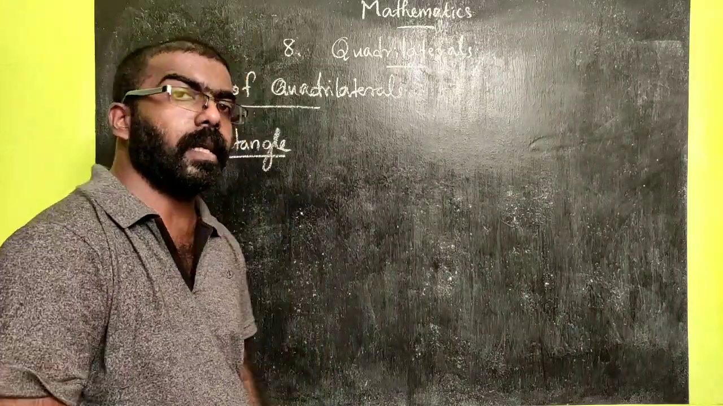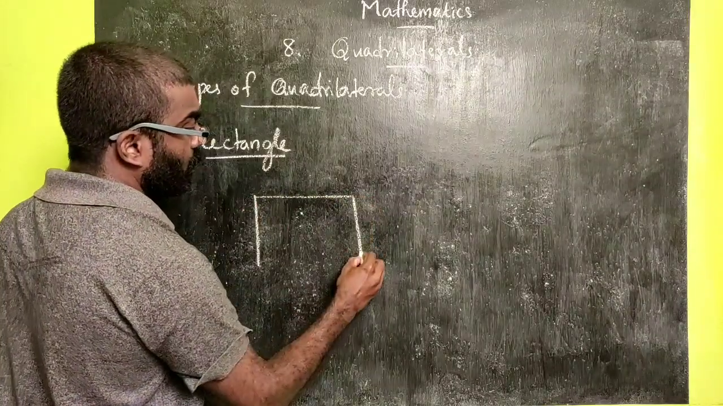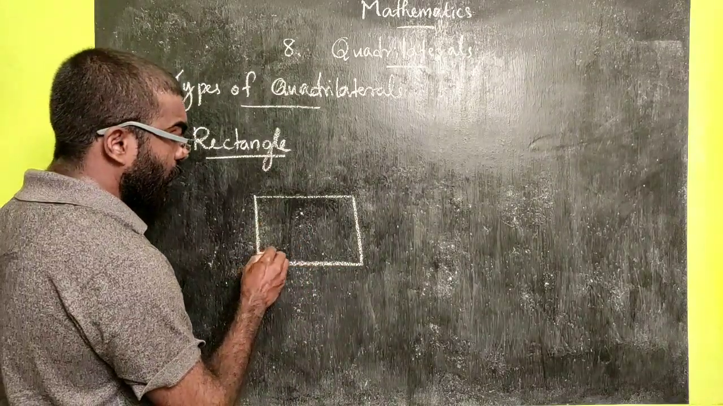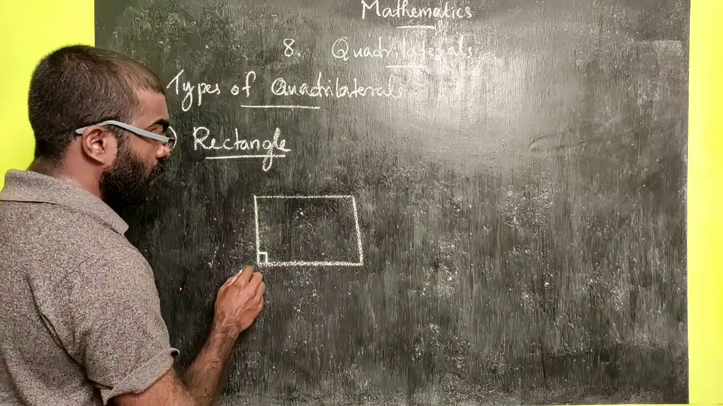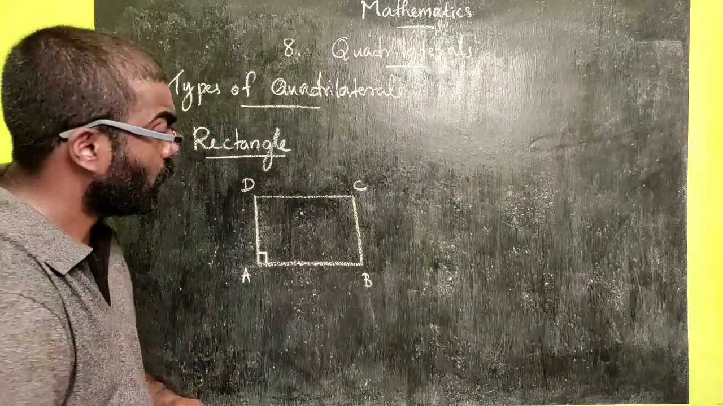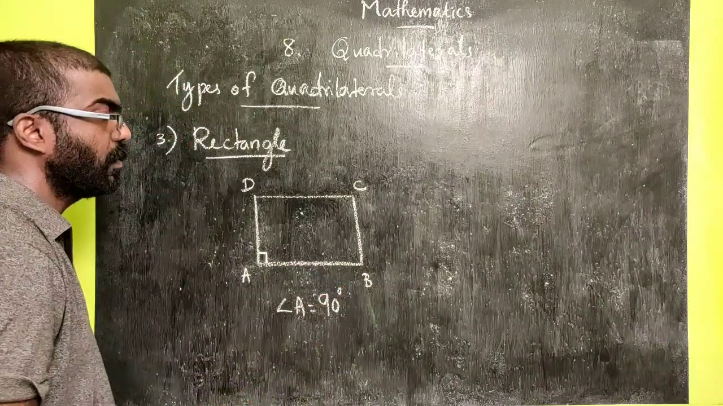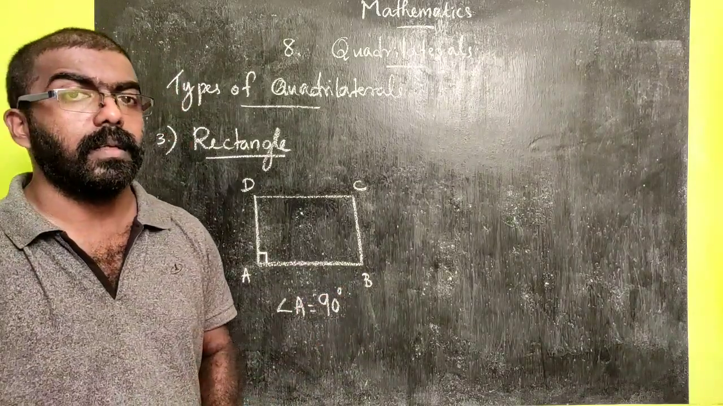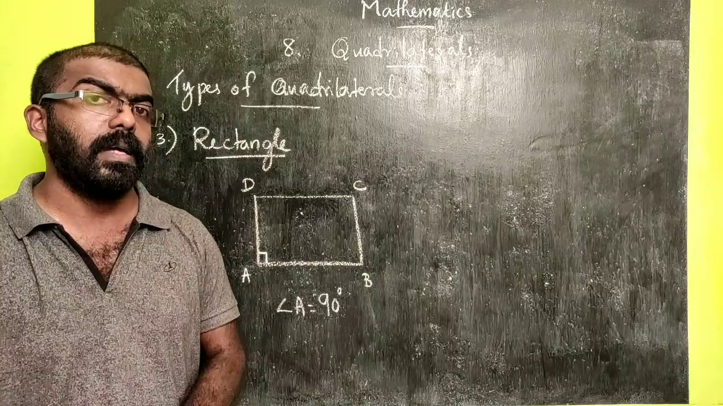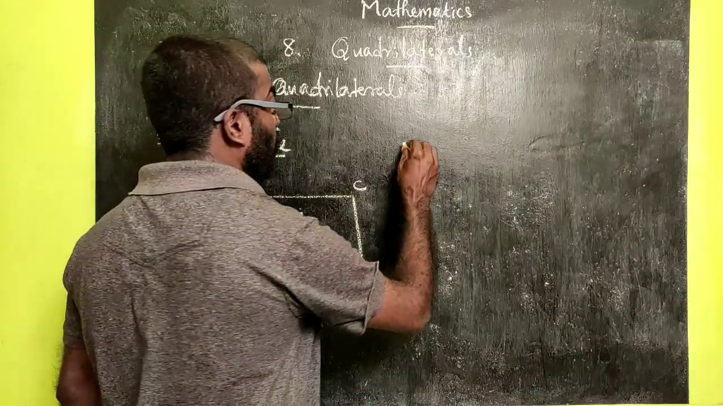Clear? Next one is rectangle. A rectangle is a special parallelogram with one angle 90 degrees. So in a parallelogram we know opposite sides are parallel, and if one angle is 90 degrees, then we can say it is a rectangle. Here ABCD is a parallelogram with angle A equal to 90 degrees. So it is a special type of parallelogram with angle 90 degrees. It is known as what? A rectangle. Okay. So a rectangle is a special parallelogram with one angle 90 degrees.